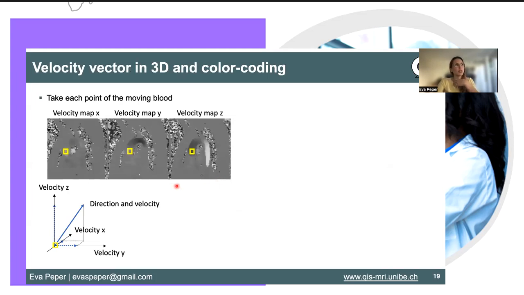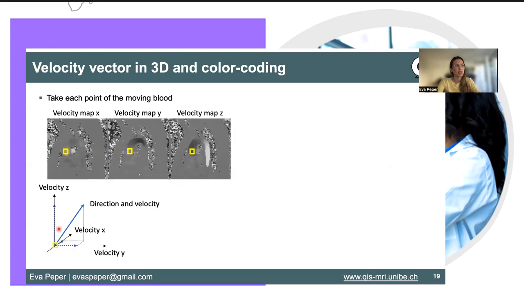Yeah, so how do we get to these beautiful animated images with all this colorful detail? And that is, we just take the velocity maps that we now have, right? We have them in 3D and we have them time resolved. And we look at each data point. And each data point, of course, has a velocity component in X, in Y, and in Z direction.